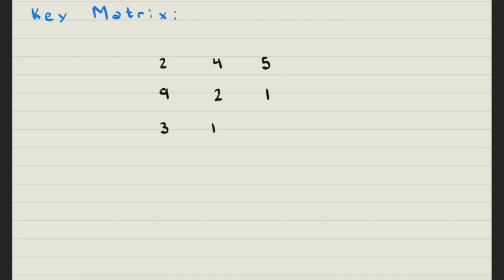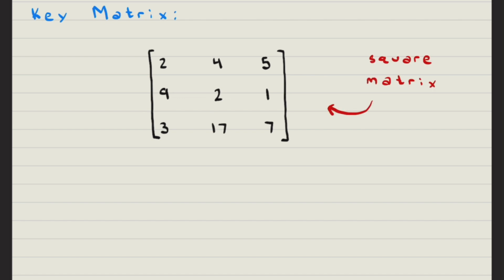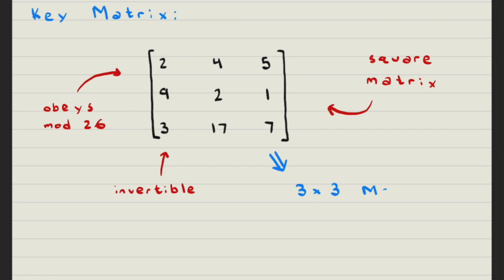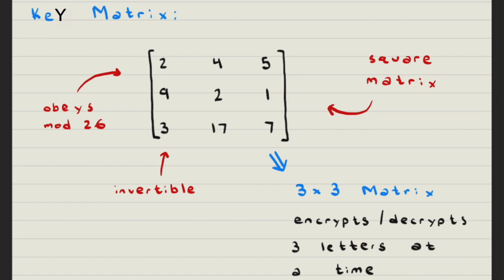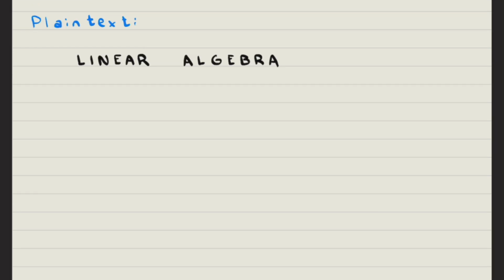Every Hill cipher needs a key matrix which will be used to encrypt and decrypt the message. A valid key matrix needs to meet a few requirements such as being a square matrix, obeying the mod 26 system, and being invertible. Notice how the example key matrix here is a 3x3 matrix. This means that it will be encrypting and decrypting our message 3 letters at a time. Alright, let's start an encryption now.